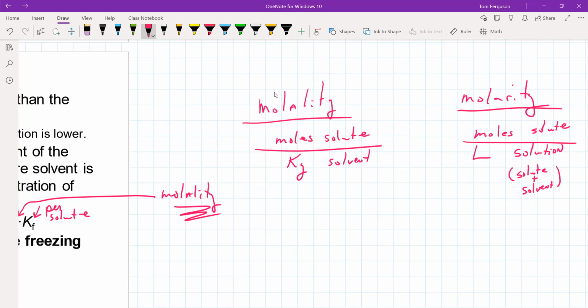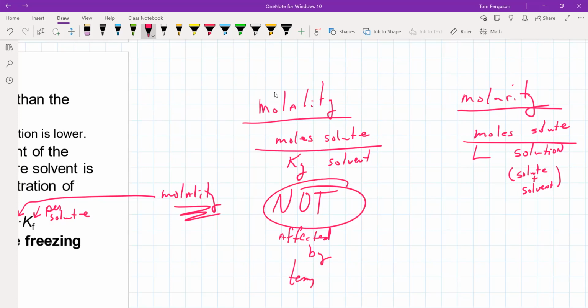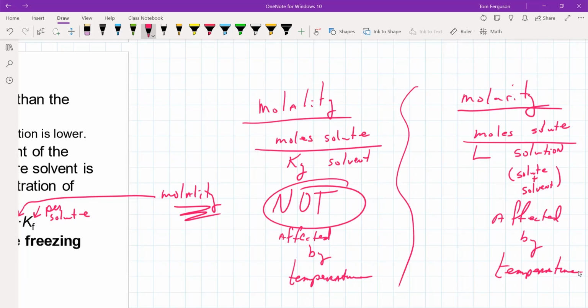Okay, so molality is used frequently because you don't have to worry about temperature. Whereas with molarity, if you have any values or constants, you have to give the temperature and pressure at which these values were obtained. So again, molality is not affected by temperature.